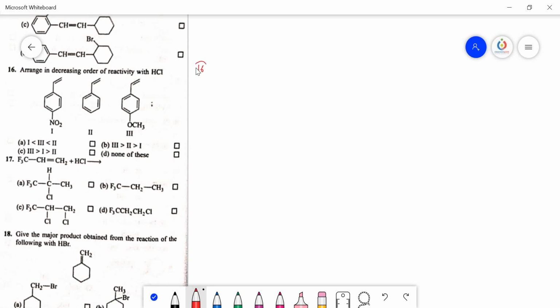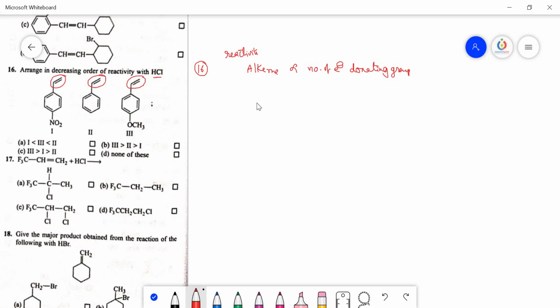Let us solve the question number 16. Arrange in decreasing order of reactivity with HCl. It is simple thing that all these molecules are having one unsaturated side, the alkene part. So HCl combines with only this particular part, means it is indirectly reactivity of the alkenes. So alkenes reactivity is directly proportional to the number of electron donating groups. If electron donating groups increases, reactivity of the alkenes also increases.